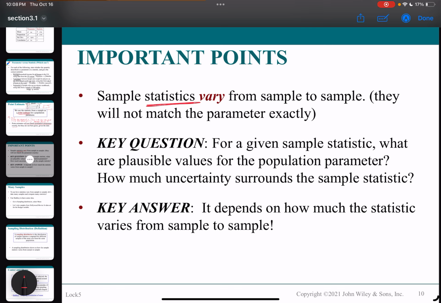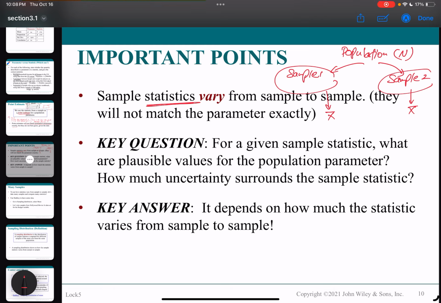That's the problem. For example, let's say you have your population here, size is capital N, and I'm taking two samples, sample number one, sample number two. Same size, doesn't matter. These two samples, and I'm calculating x bar, simply say x bar for this sample and this sample. To make things clear, I'll use x1 bar and x2 bar.